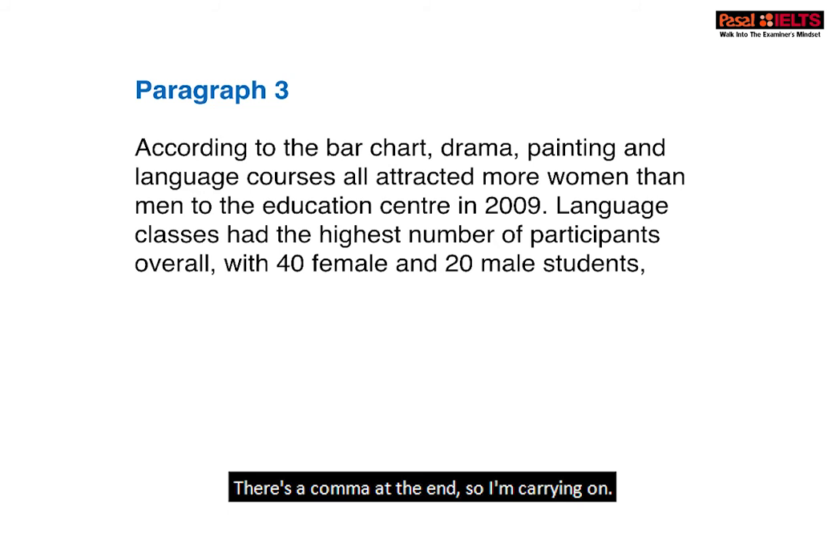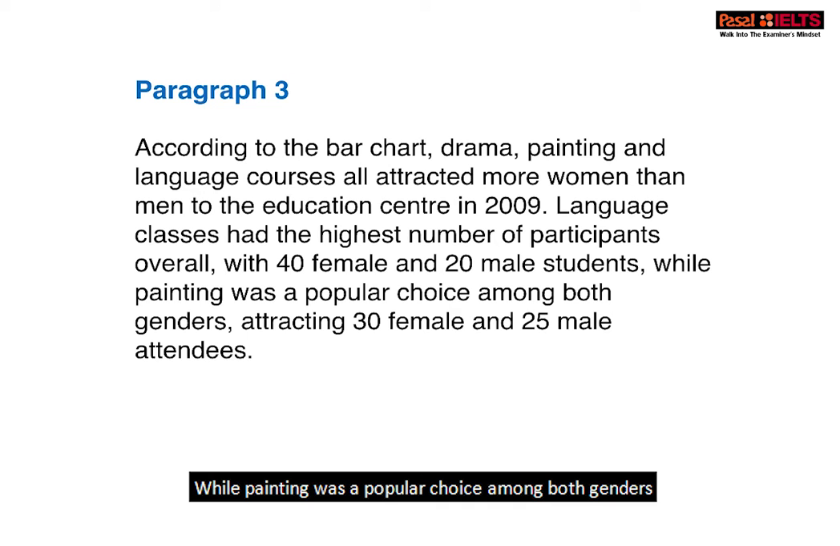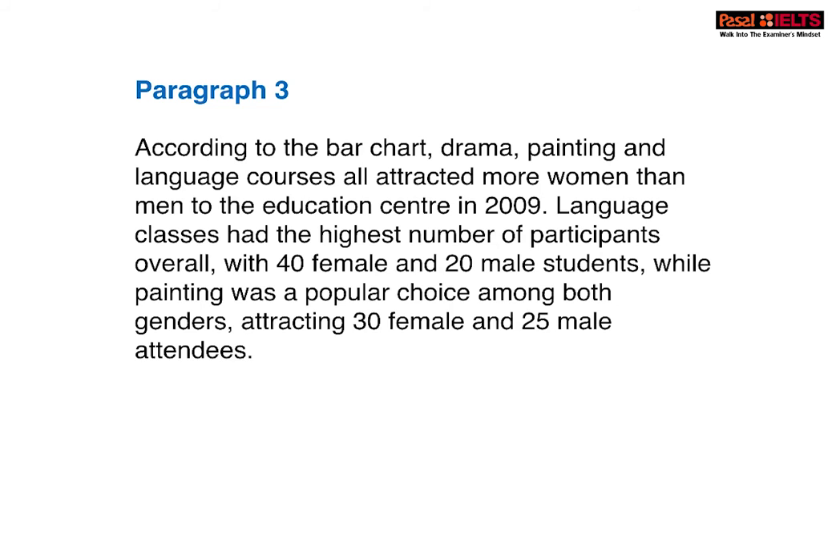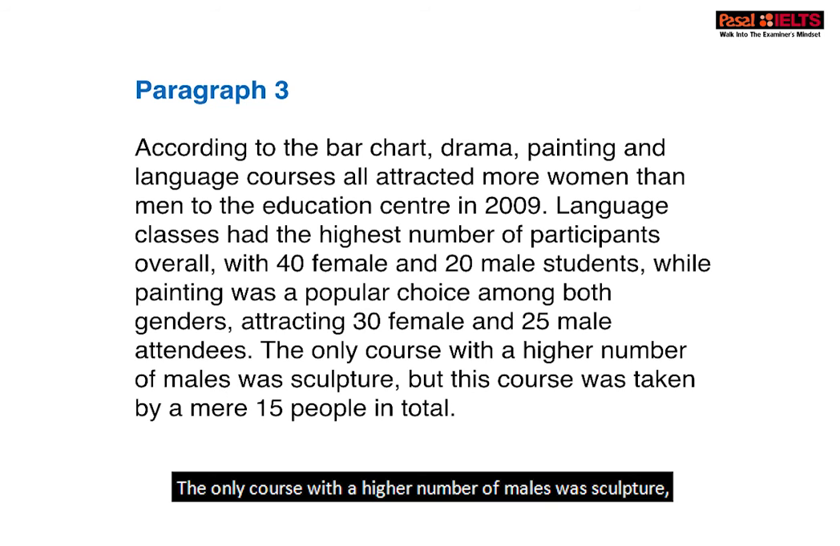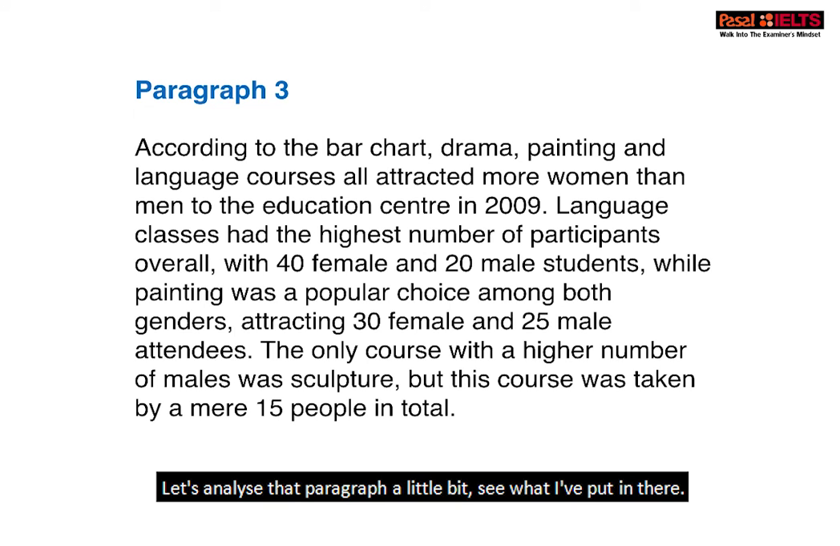There's a comma at the end, so I'm carrying on. While painting was a popular choice among both genders, attracting 30 female and 25 male attendees. Last sentence. The only course with a higher number of males was sculpture, but this course was taken by a mere 15 people in total. Let's analyse that paragraph a little bit, see what I've put in there.